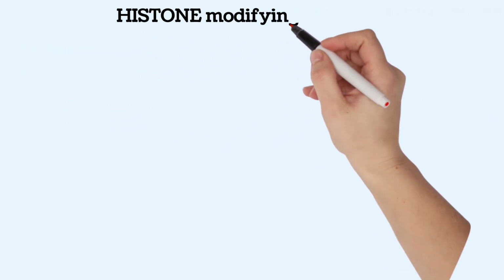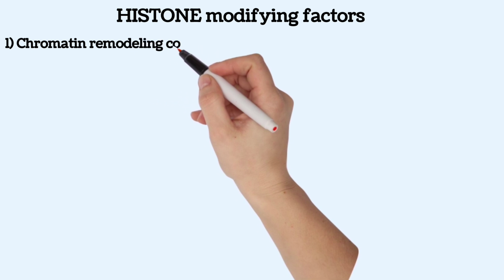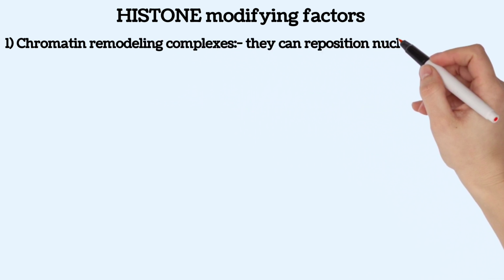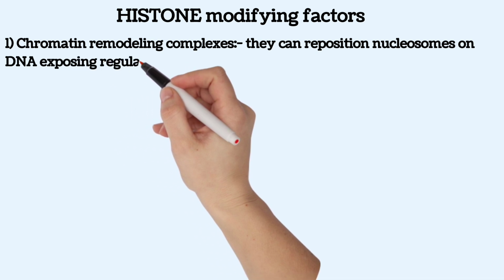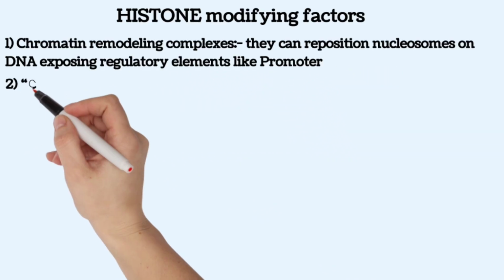Now let's study about the histone modifying factors, the factors which help in modification of the histone complex. First is chromatin remodeling complexes. They can reposition nucleosomes on DNA, exposing regulatory elements like promoter. What does this mean? It means that these complexes reposition nucleosomes on DNA, as a result of which it exposes regulatory elements like promoter and enhancer, which we already studied earlier. Try to remember it. So it exposes the promoter.